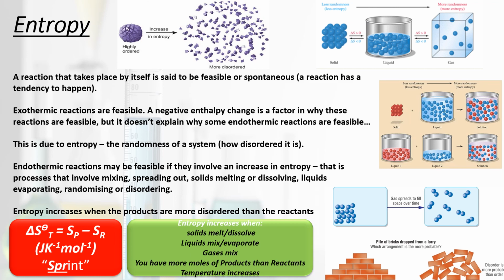And so we can then think about how we calculate entropy changes. Again, we can talk about entropy changes at standard conditions. That's what that Plimsoll subscript symbol dictates. And the subscript T there is just to denote that it's the total entropy change. And we work this out by doing the products minus the reactants. So it's the entropy of the products minus the entropy of the reactants.